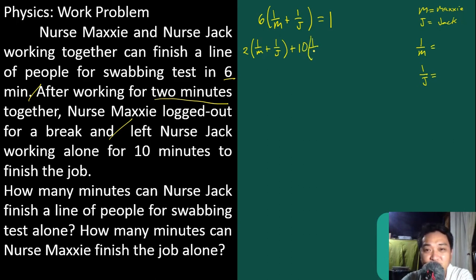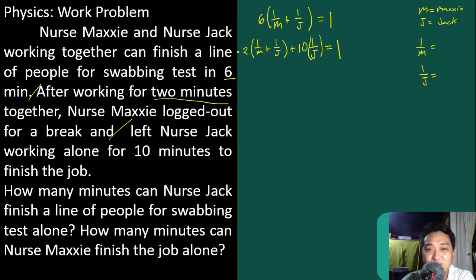And this is the rate of Jack. Ayan. So, kung mapansin nyo, working together, ito po yun, for 2 minutes. Tapos, iniwan ni Maxi si Jack. So, nagtagal pa si Jack ng 10 more minutes to complete one whole job, or to finish a line of people for swabbing test. Take note na yung 1 dito, it represents here one complete job.